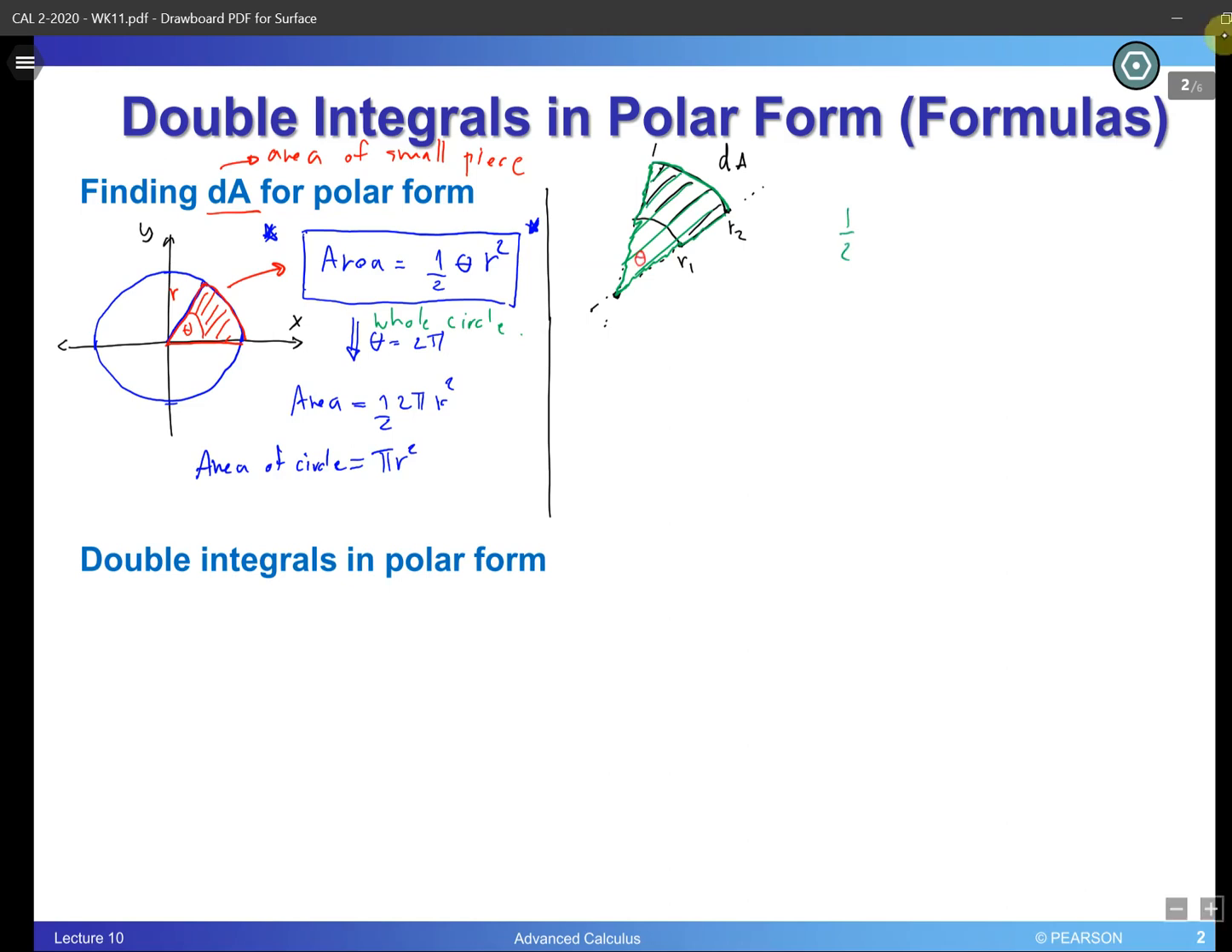Oh, by the way, let's put delta theta instead. So let's use delta theta, the change in theta. So this is going to be 1 over 2 times delta theta right here. And for this one, the big piece is going to be r2 squared. All right? And now I want to find the area of this smaller piece, this one.